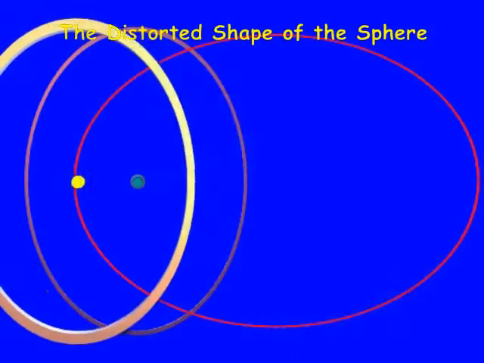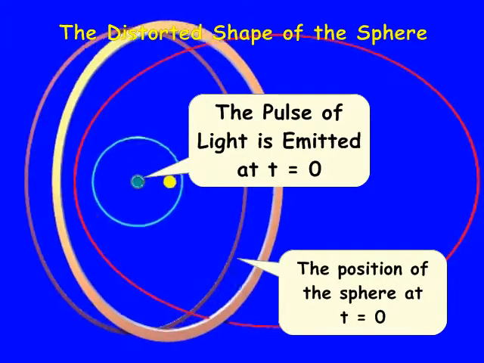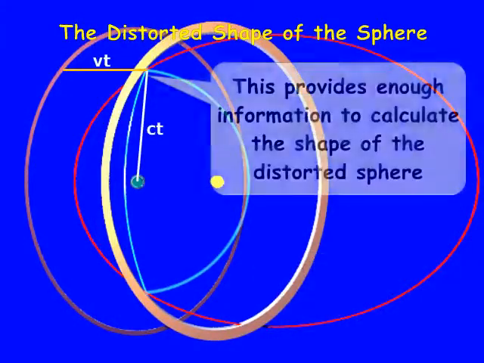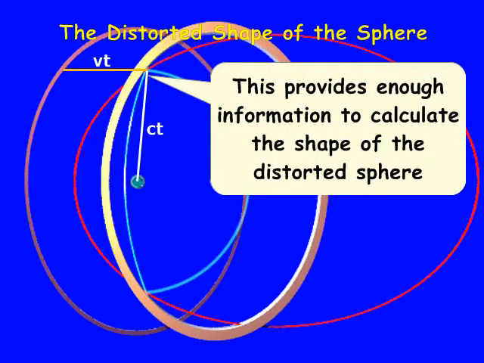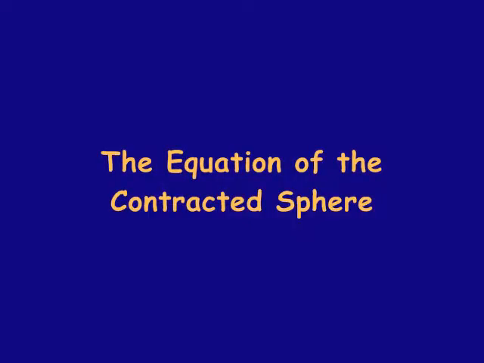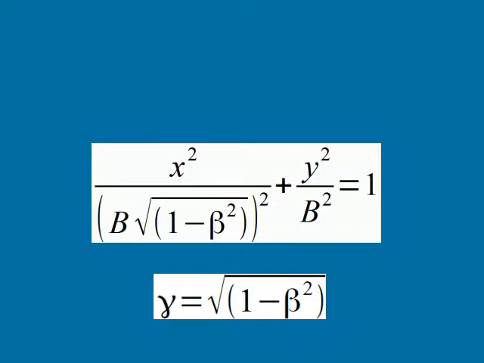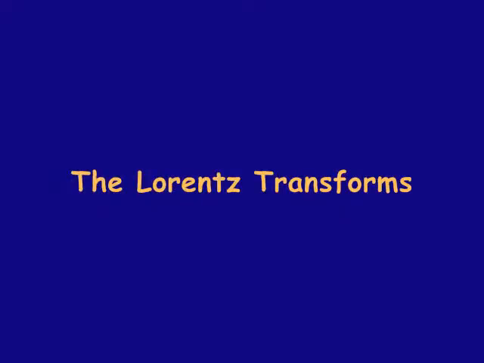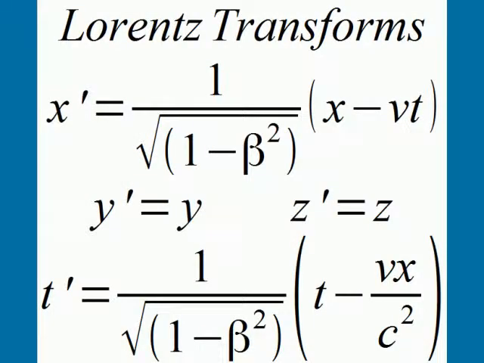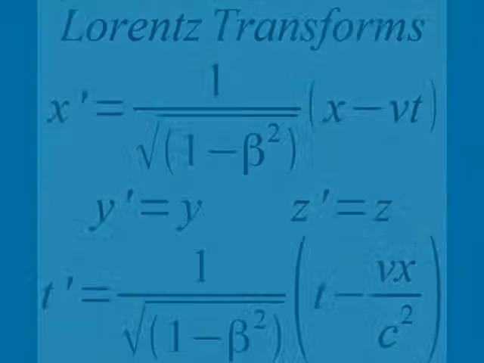The geometry dictates that the sphere must be distorted. The distances Vt and Ct give the shape of the sphere. The sphere is contracted in the x direction by the factor gamma. The result is the Lorentz transforms.